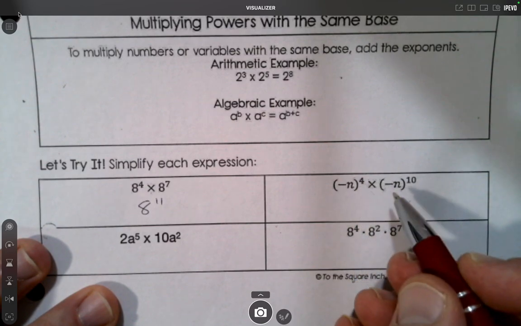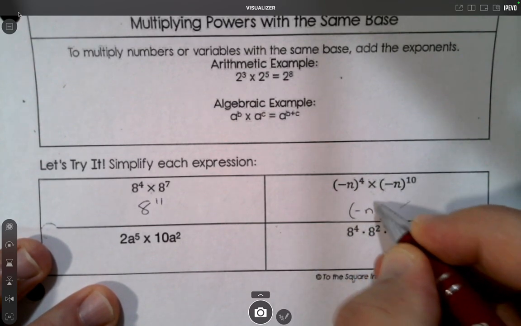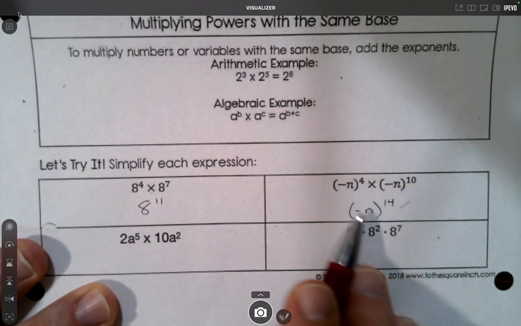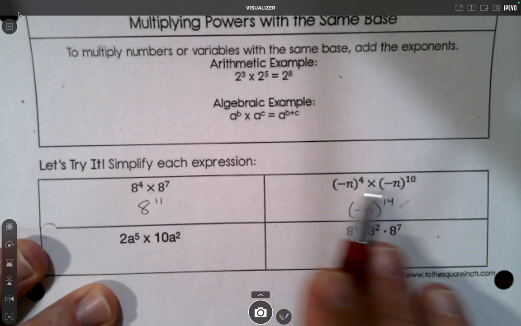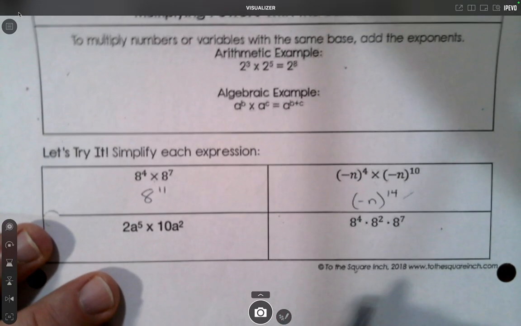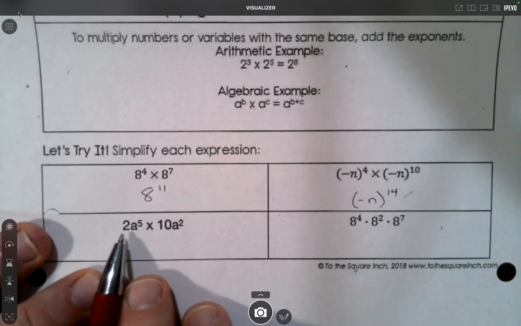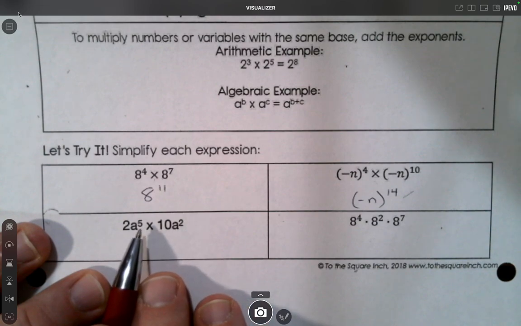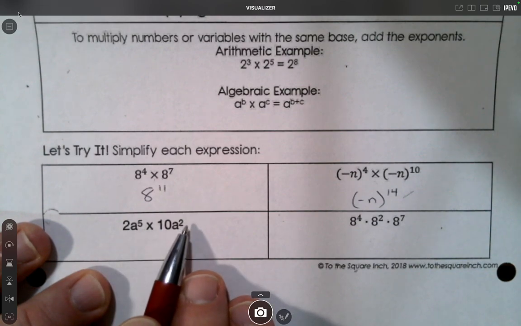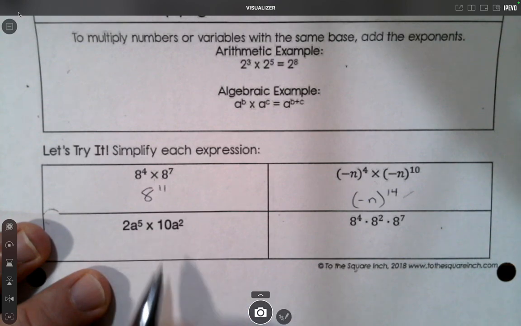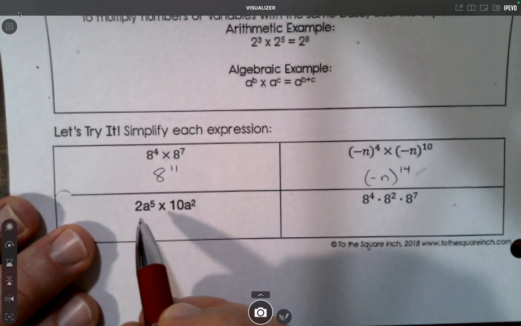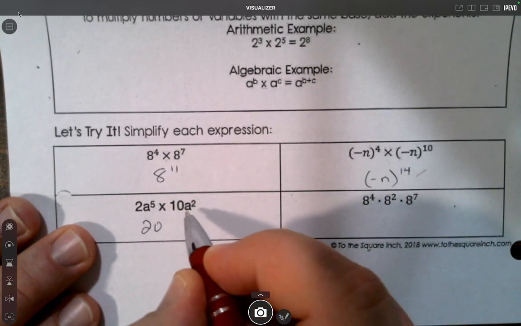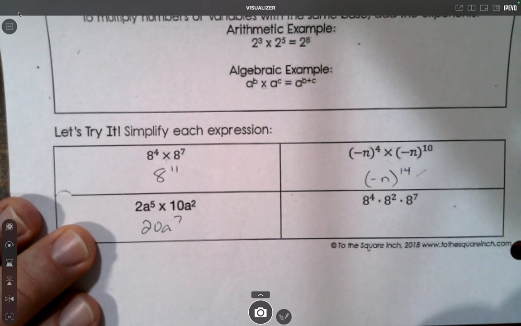We have negative n to the 4th times negative n to the 10th, so it becomes negative n to the 14th. Now you do have to keep the negative n in parentheses, just like they did here. We just do 4 plus 10 is 14. Now be careful here. The 2 and the 10 don't have any exponents. The square does not apply, and the 5th does not apply to the 2. The square does not apply to the 10. The 2 and the 10 are separate things. So you just say 2 times 10 is 20, and then a to the 5th times a squared is a to the 7th.